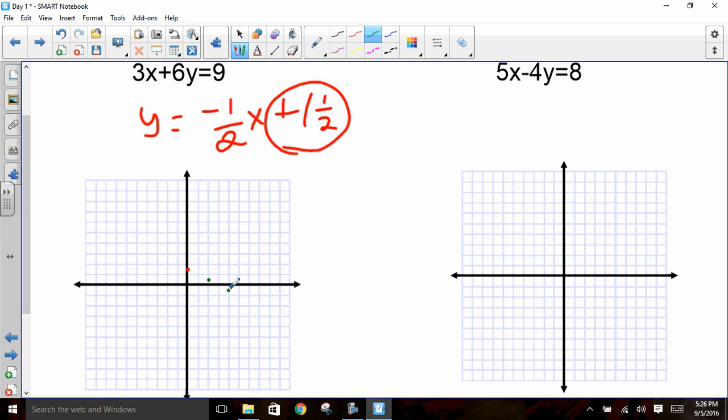Now I want my line to be nice and even, so I'm going to go back to my original intercept. I'm going to do the opposite. So I'm going to go up 1 to the left 2. Up 1 to the left 2. Then I can go ahead and connect my dots.